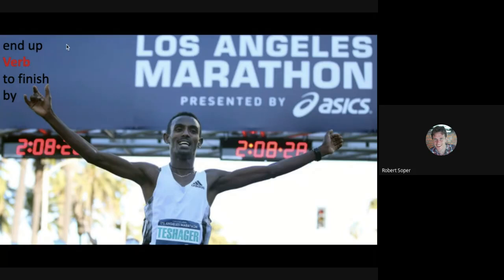So looking at our picture, we can see this is a race. In fact, it's the Los Angeles Marathon, the LA Marathon. Imagine you were thinking about this marathon before you did it. You were thinking about what qualities you have. Well, you might think, well, I'm fast and I'm fit. These are two things that will help you win a marathon. So you could say, because I'm fast and fit, I'll end up winning the marathon.